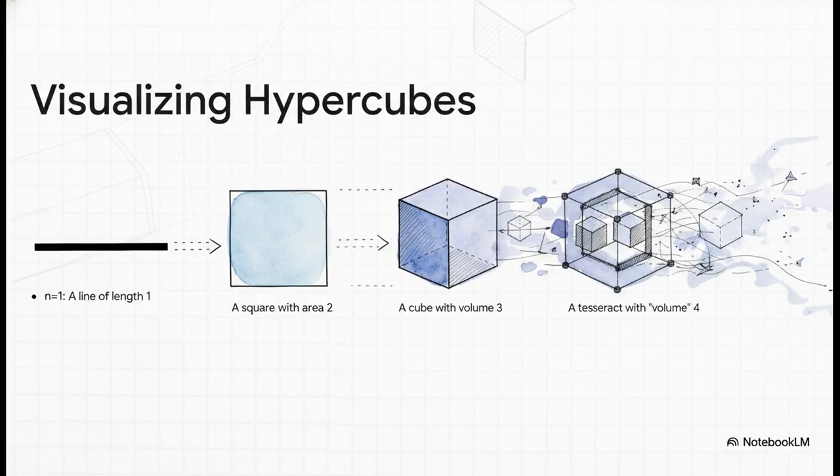Let's break that down. So for n equals 1, we have a one-dimensional cube, which is just a line of length 1. For n equals 2, we've got a square whose area is 2, so its edge length has to be the square root of 2. For n equals 3, a cube with a volume of 3 has an edge length of the cube root of 3. And this pattern just keeps going into 4 dimensions with a tesseract, 5 dimensions, and on and on and on, all the way to infinity.